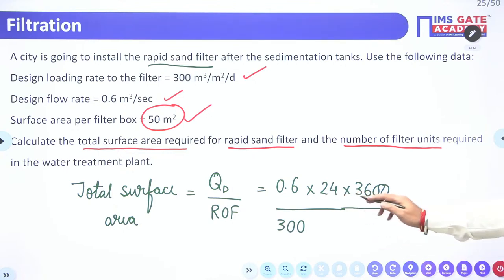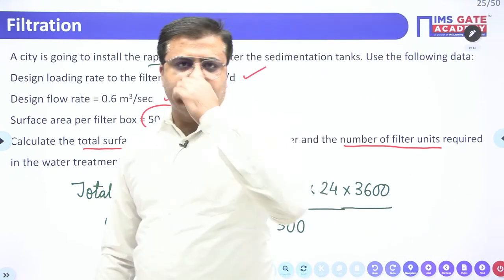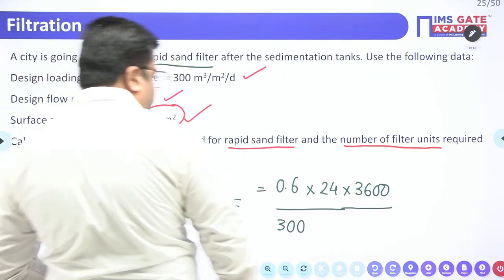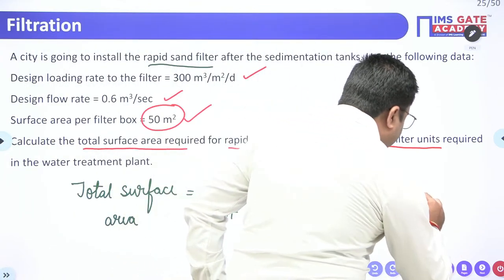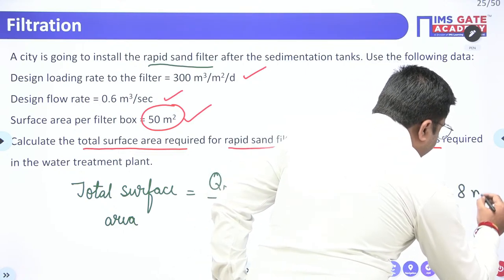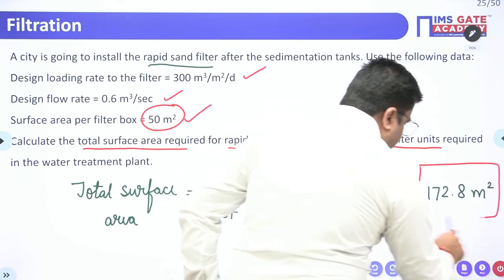It is 0.6 into 24 into 3600 divided by 300. So this will be the total surface area of the rapid sand filter. It is 172.8. Okay, 172.8, correct. This is 172.8 meter square. So this is the total surface area of the rapid sand filter required.